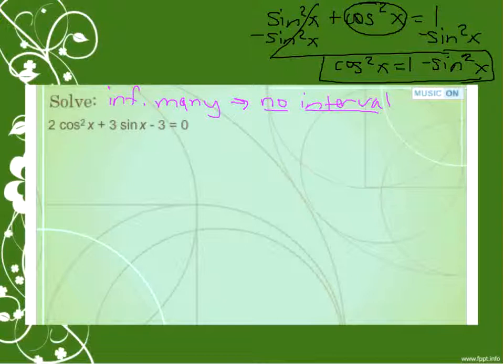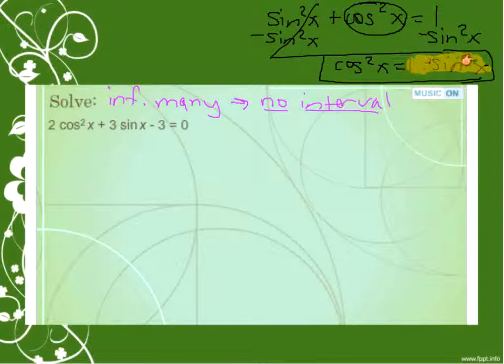Everybody okay with how I solved for cosine squared x down here? I just subtracted sine squared x from both sides. Okay, so what we're going to do now is, if this is telling me that cosine squared x equals 1 minus sine squared x, think about this for a minute. If I told you cosine squared x equaled 2, couldn't I go to where I see cosine squared x and put in a 2? Right? That's what we're allowed to do.